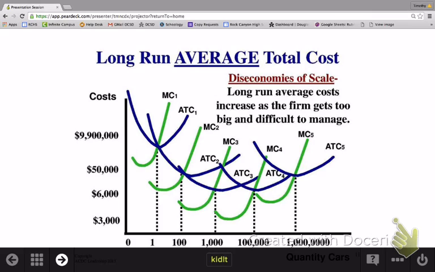Then, if a firm decides to expand even more, it may end up achieving what we call diseconomies of scale. And here you can see that average total cost curve 5 has a higher average total cost at its minimum than average total cost curve 4. When this occurs over the long run, we call this diseconomies of scale. Long-run average costs increase as the firm gets too big and too difficult to manage. And its costs actually go up as it produces more.